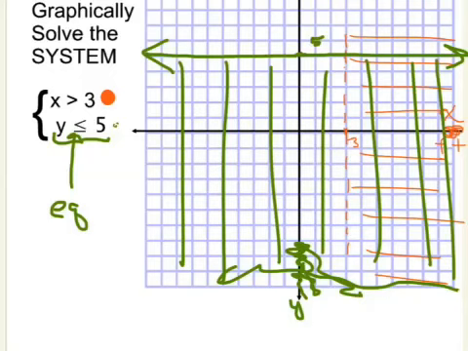We have to finish up the problem by grabbing our highlighter and highlighting where things overlap. It is this rectangular corner over here. This is the answer region on this special system.